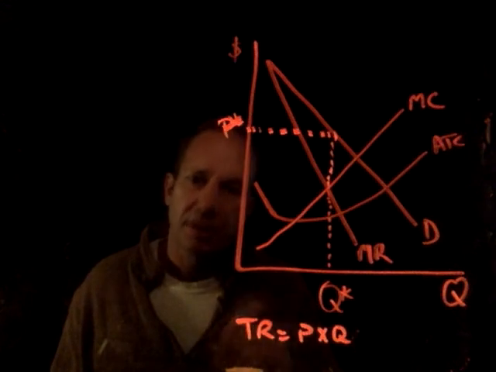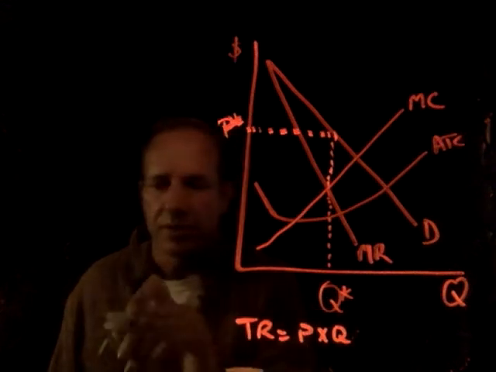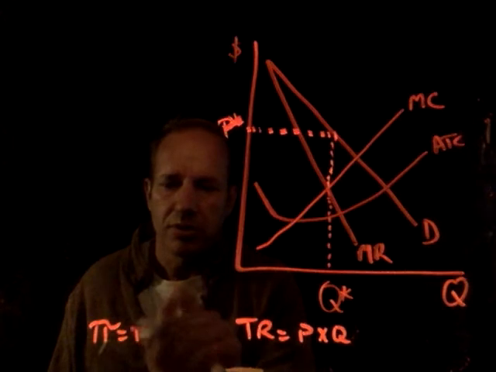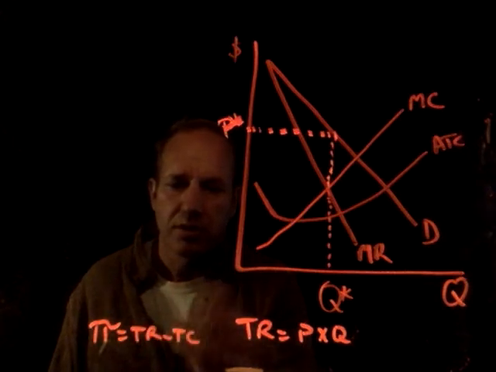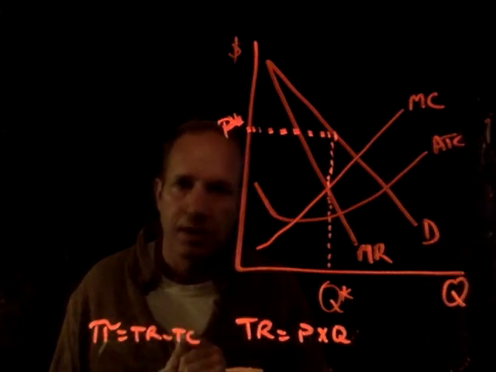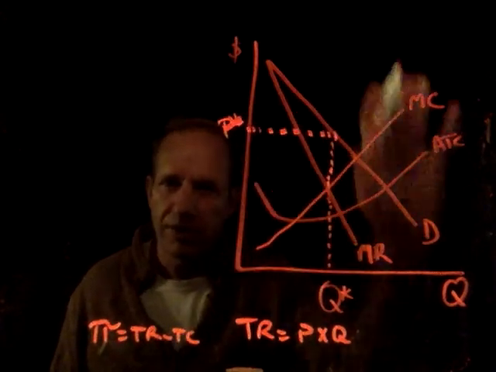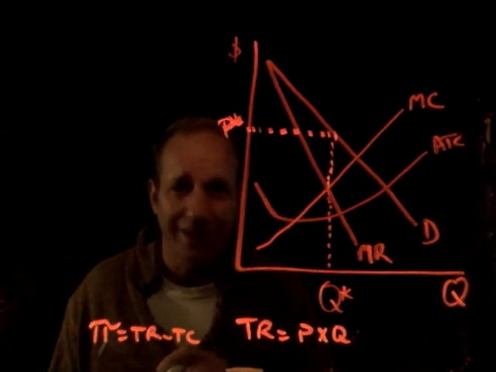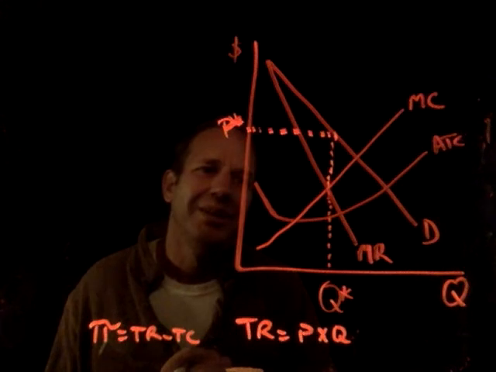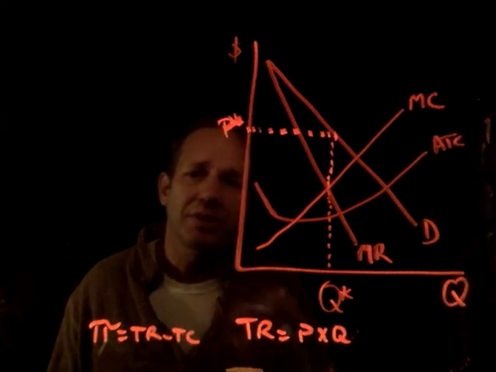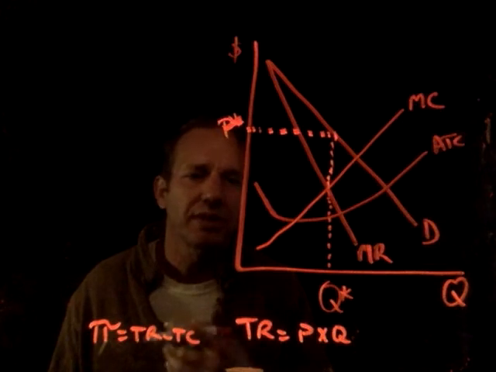Now that's one component of profit. Profit, by the way, is always equal to total revenue minus total cost. Can I get total cost from this information over here? Of course I can. What could I use to figure out total cost? This is always a little bit of a puzzle, and it's sort of fun that way, if you let it be.